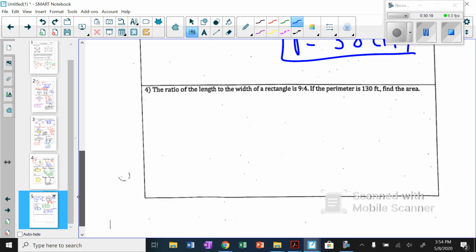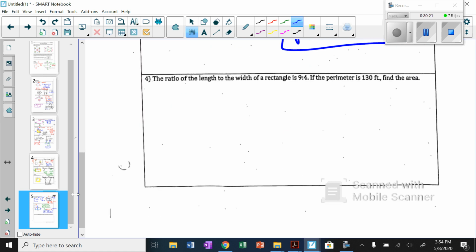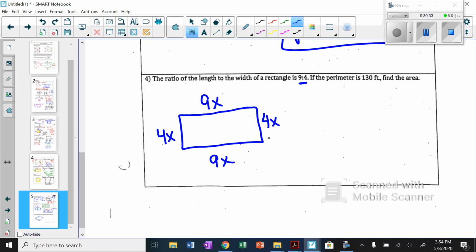All right, very last problem. The ratio of the length to the width of a rectangle is 9 to 4. Remember, the minute you take them out of the ratio, you want to put x with it. So we got 9x, 4x. The perimeter is 130. Find the area. So perimeter is 130. So I'm going to say 9x plus 9x plus 4x plus 4x equals 130.